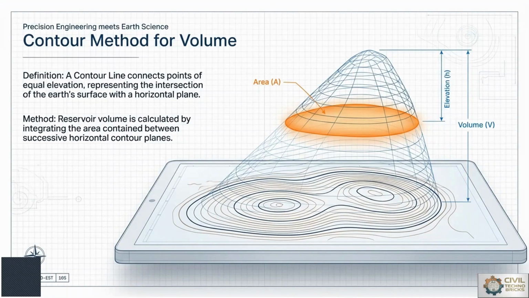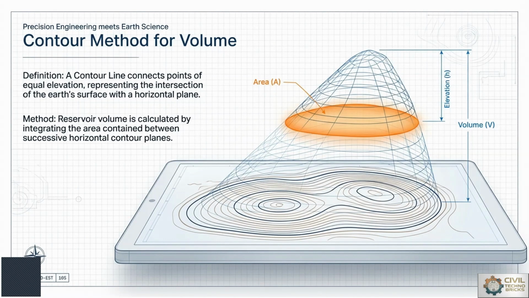Here is the contour method for calculating the volume. The contour line connects points of equal elevation, representing the intersection of the Earth's surface with a series of horizontal planes, allowing engineers to visualize 3D terrain on a 2D digital surface or interface. Area integration for volume and the transition from manual surveying to remote sensing are the tools for the contour method, where we can measure the actual volume.